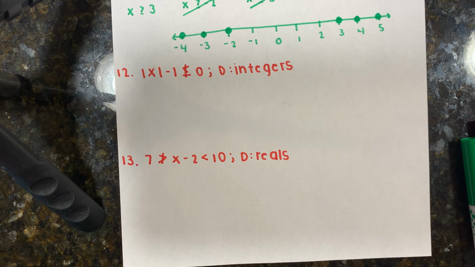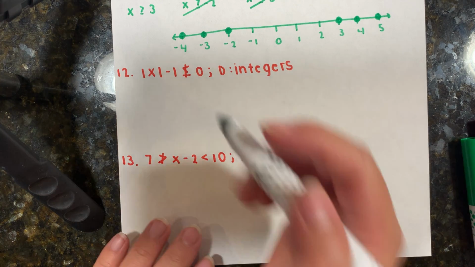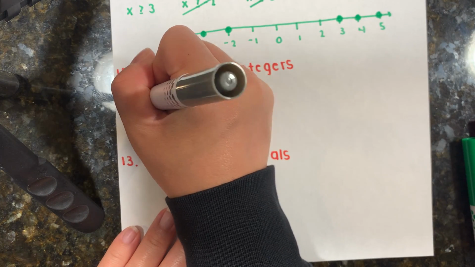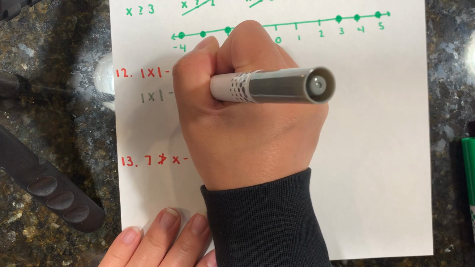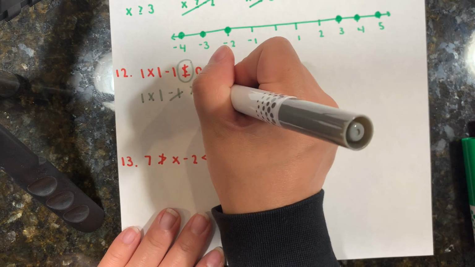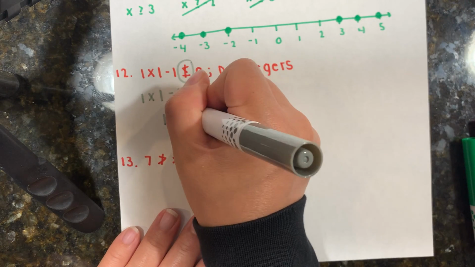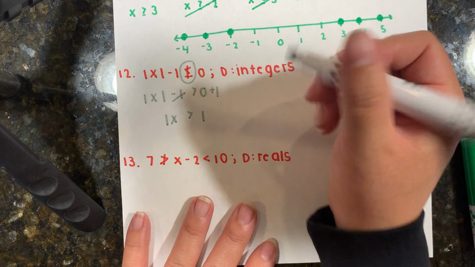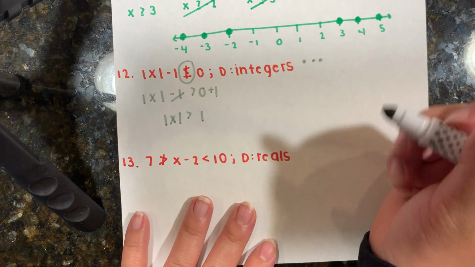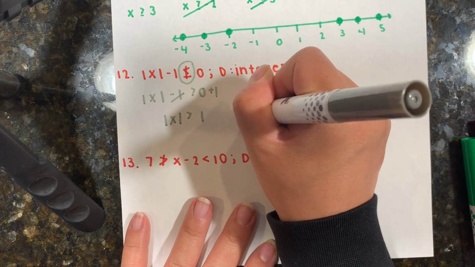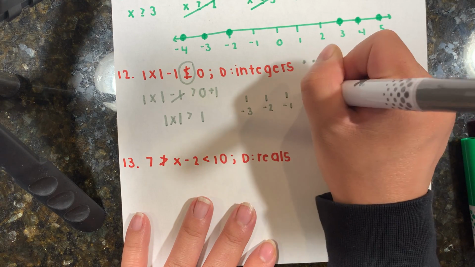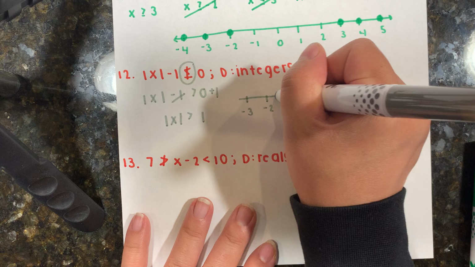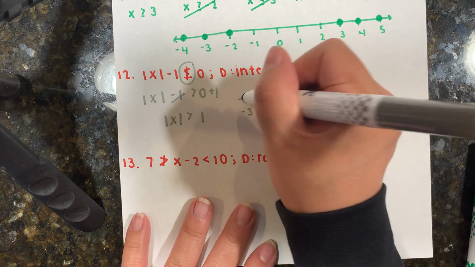Now for number 12, we're skipping 11 because that's one of the new problems. I'm going to solve for the absolute value, but I first need to flip this inequality and take away the equal sign. Then I'll move the 1 to the other side, so I have the absolute value of x is greater than 1. Now whenever we're doing absolute value, we're going to use the positive and the negative of this number. So I'd have negative 3, negative 2, negative 1, 0, 1, 2, 3. We're doing integers again, so that's points, not dots with an arrow.